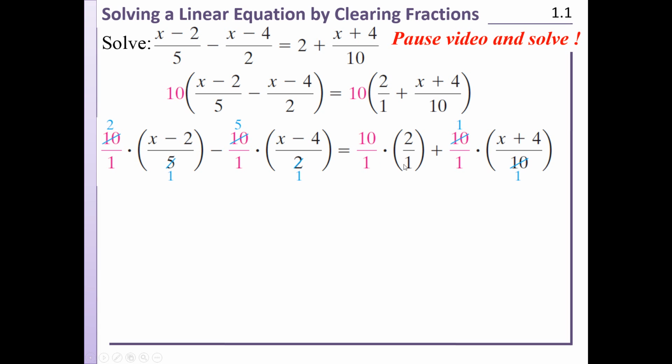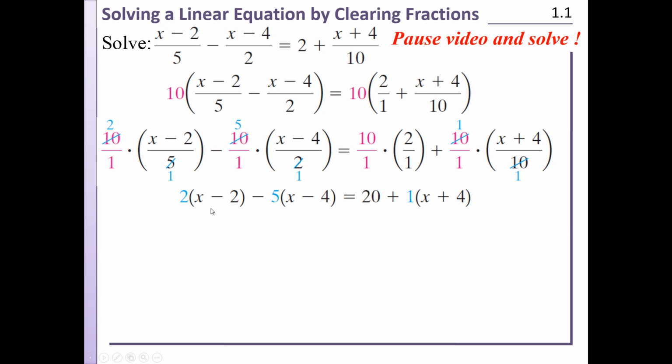This is just going to be 20 because no reduction is possible. Then here 10 over 10 is a 1. So we have this new equation, but now the multipliers, the factors here, are all whole numbers rather than fractions. So now we'll proceed in the usual way.